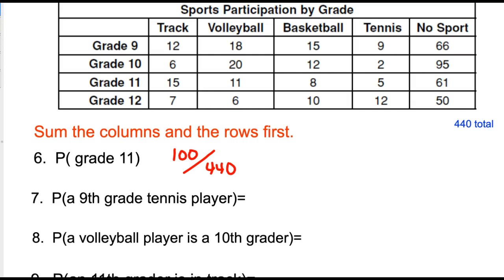Probability a ninth grade tennis player. So the probability you select someone is a ninth grade tennis player. Well, how many ninth grade tennis players are there? Looks like there's 9. So that would be 9 out of a total of 440.